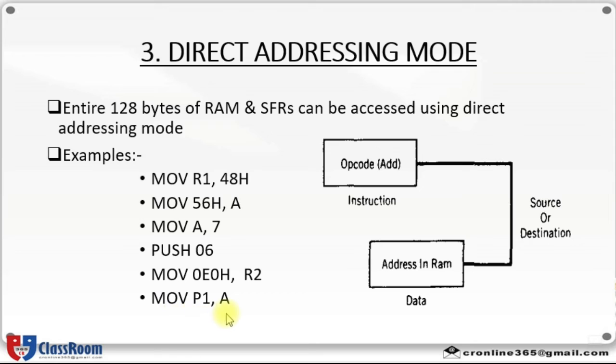Then move P1, A. What is meant by P1? As I have already taught in architecture, P1 means an input-output port. There are 4 input-output ports P0, P1, P2, P3. So move P1, A means copy the contents of the accumulator into port 1. So in direct addressing mode, everything can be addressed directly. So you have to note the difference between direct addressing mode and register addressing mode.